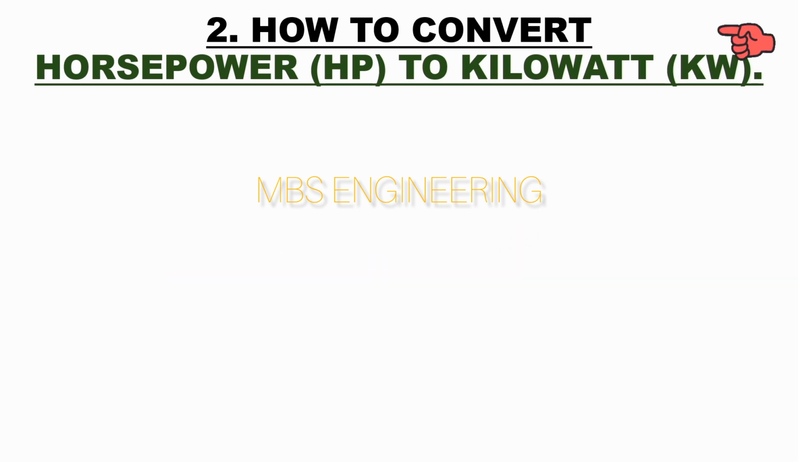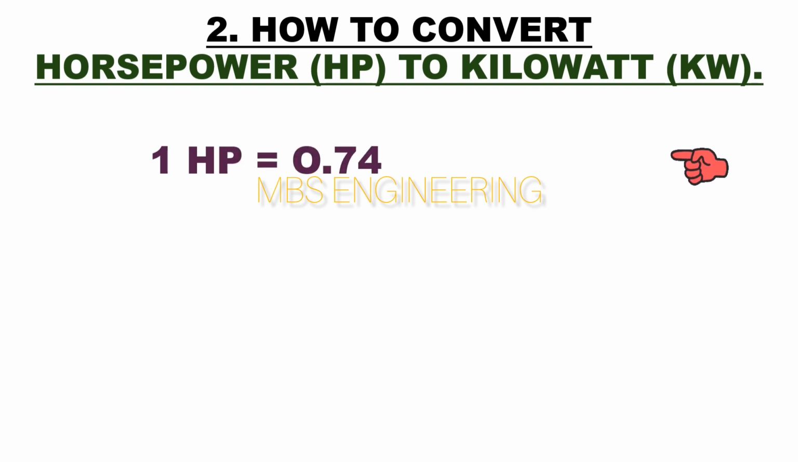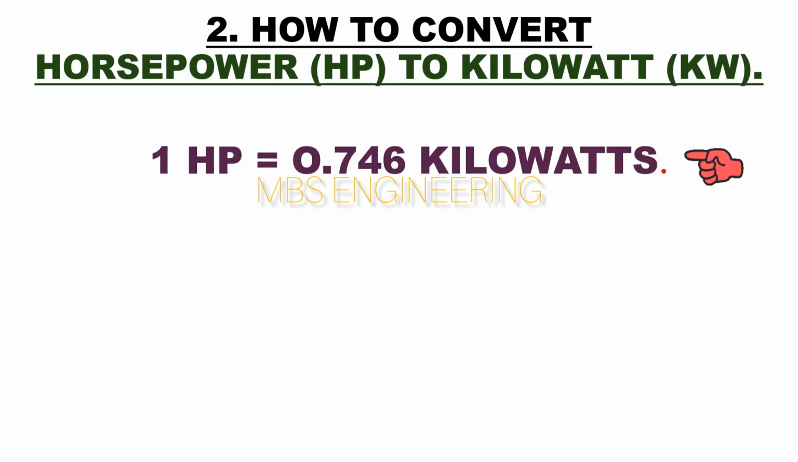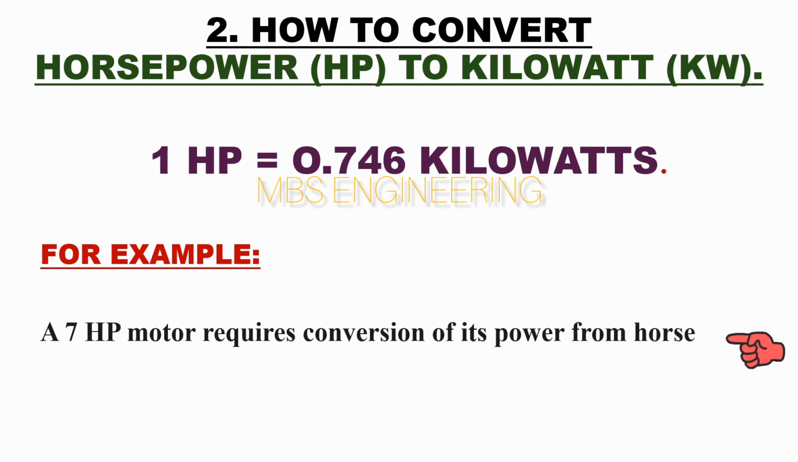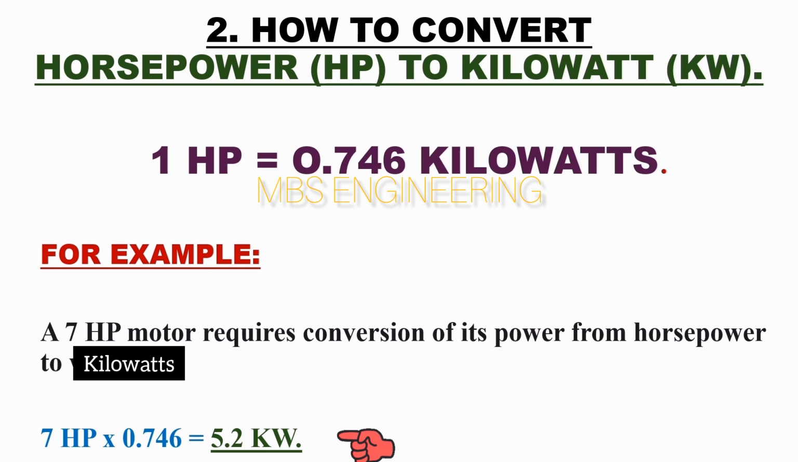Next, we learn the second topic, how to convert horsepower to kilowatts. Please remember that 1 HP is equal to 0.746 kilowatts. Next, we will learn the sample example. A 7 HP motor requires conversion of its power from horsepower to kilowatts. Next, 7 HP is multiplied by 0.746. The obtained value is 5.2 kilowatts.